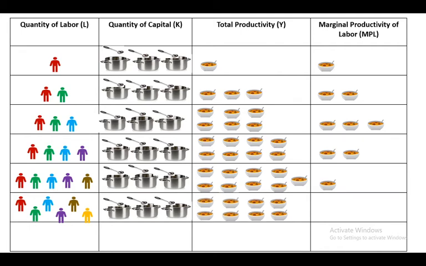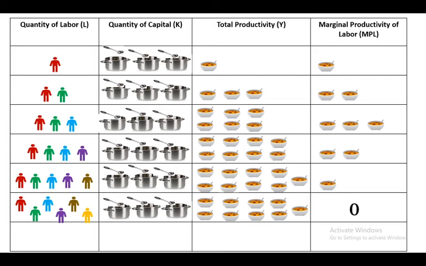Total productivity this time also remains same, right? 9 plates of a menu item. What happens to the marginal productivity after the arrival of the, how many workers are there? 1, 2, 3, 4, 5, 6. 6 workers. Marginal productivity is 0 because no additional output is produced. Now this phenomenon in which your marginal productivity decreased from 3 to 2 to 1 to 0, this is known as diminishing marginal productivity of labor.